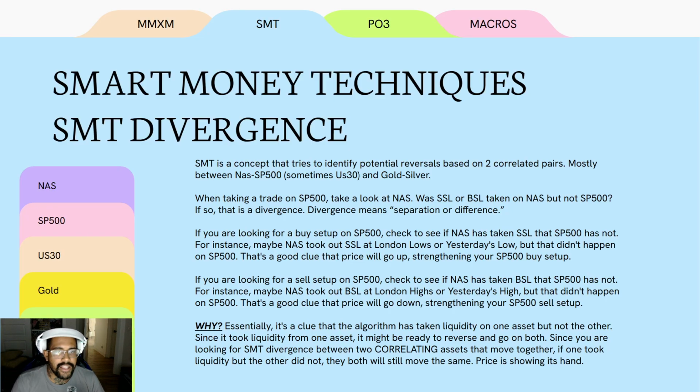Let's say we're just looking at Nasdaq. It takes liquidity and we go for buys. Okay, we saw that it took liquidity. Obviously, we want to look for buys. But let's say we're on S&P 500 and it doesn't take liquidity. We might be thinking, oh man, it wants to take liquidity. Maybe I shouldn't go for buys. But then you look at Nasdaq, it did take liquidity. That should be a hint that the algorithm has taken liquidity on one side and is ready to go, because they're correlated, they move in pairs. Okay.